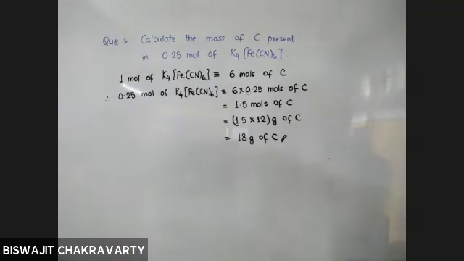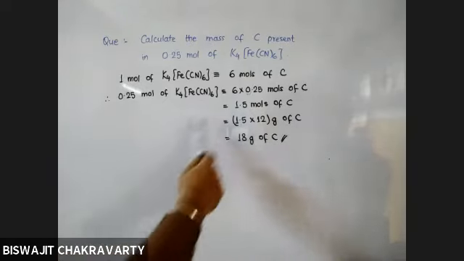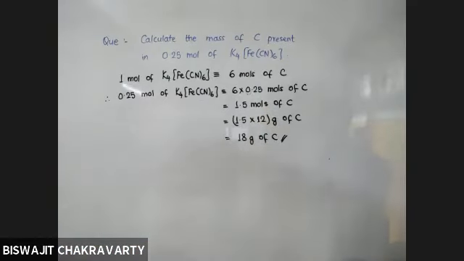Sir, how did the 12 come? 12 is the atomic mass of carbon. So when you are converting moles to grams, you have to multiply with the molar mass of carbon, which is 12. When you convert grams to moles, you have to divide by 12. When you are converting moles to grams, you have to multiply with 12. Okay.